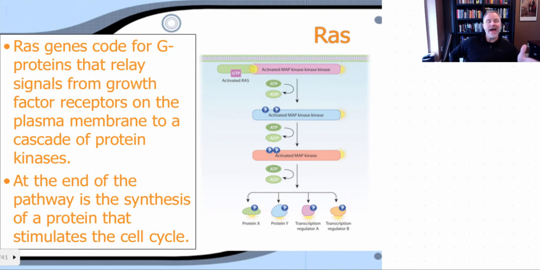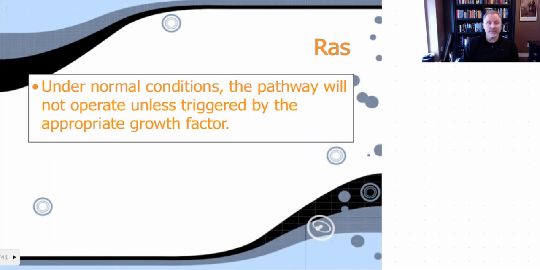Okay, so these RAS genes, what they do is they code for these G proteins, and these G proteins are signals that promote really the growth and division of a cell. Okay, and they relay these signals from certain growth factors that give rise to a signal cascade. In other words, it's a series of events that occur that give rise to the synthesis of proteins and the stimulation of the actual cell cycle itself.